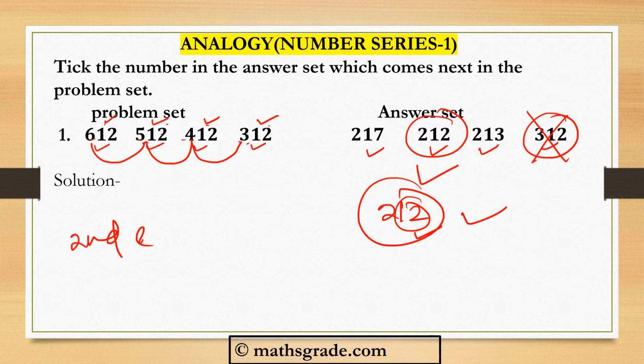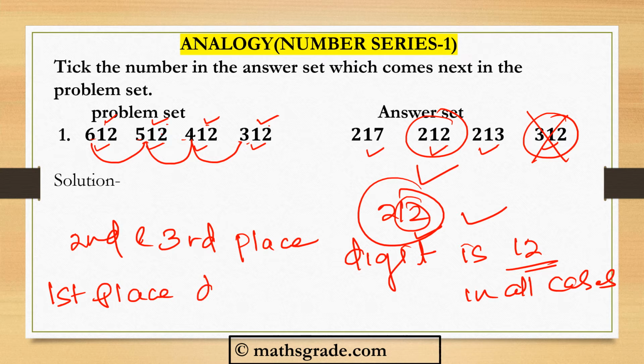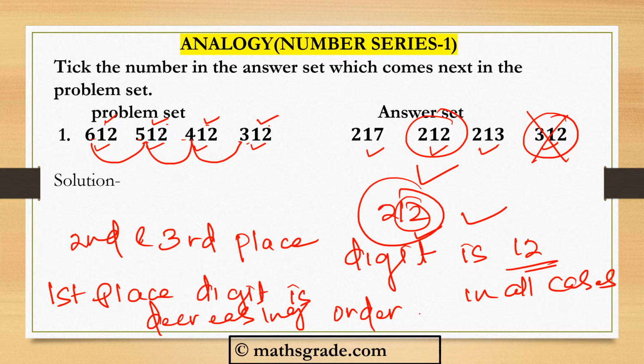So the logic is that the second and third place digits are 12 in all numbers, and the first place digit is in decreasing order: 6 minus 1 is 5, 5 minus 1 is 4, 4 minus 1 is 3, 3 minus 1 is 2. So the next number in the given number series after 312 is 212.